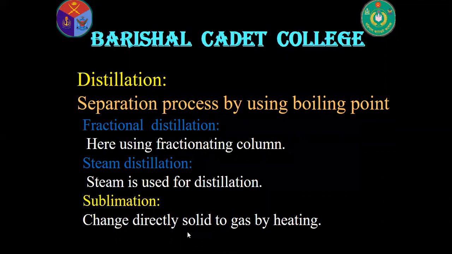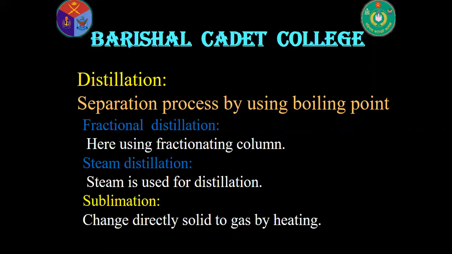Distillation is a separation process using boiling point. If the boiling points differ by more than 30 degrees centigrade, the distillation process is applied. If below 30, we should apply fractional distillation. So this is the process of separation by using boiling point: by applying heat, and after cooling it forms the original pure liquid.